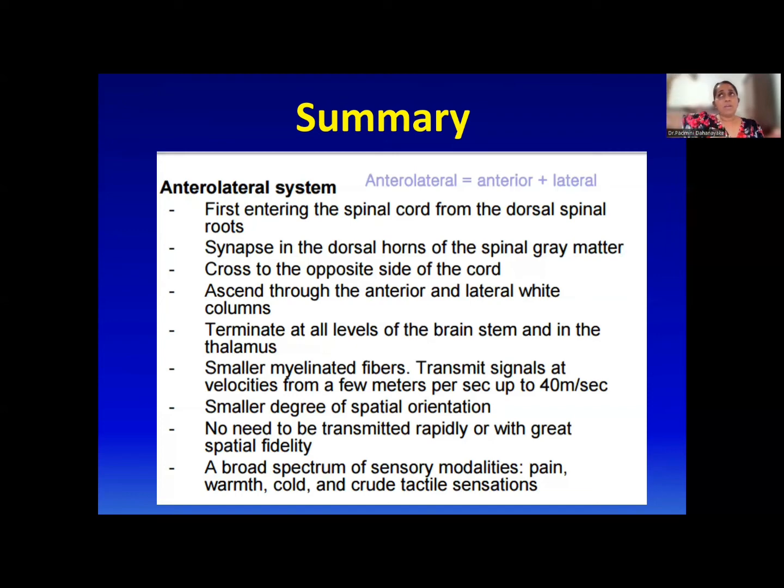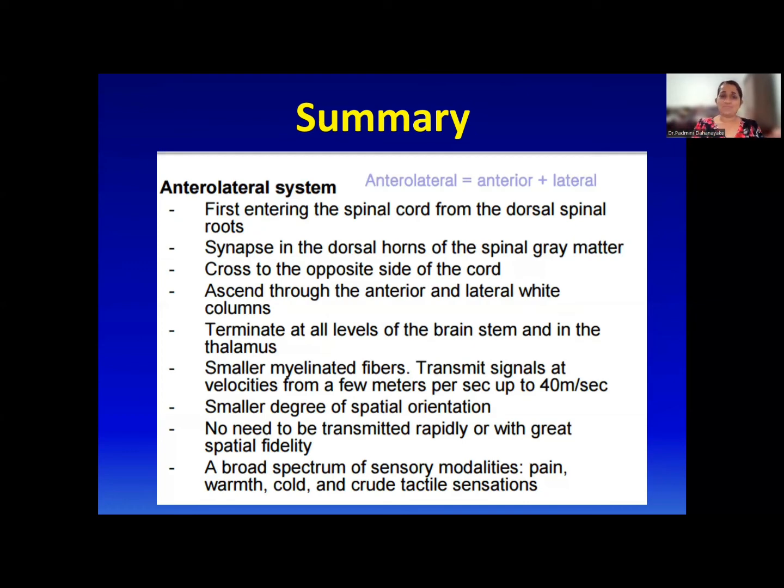And going up and up in the opposite direction, they enter the ventrobasal complex of the thalamus, that is the third order neuron. From there, third order neuronal fibers will go to somatosensory area 1. They will carry pain, temperature, crude touch, and many other sensations like sexual sensation and tickle. So that is the summary of the anterolateral spinothalamic pathway.